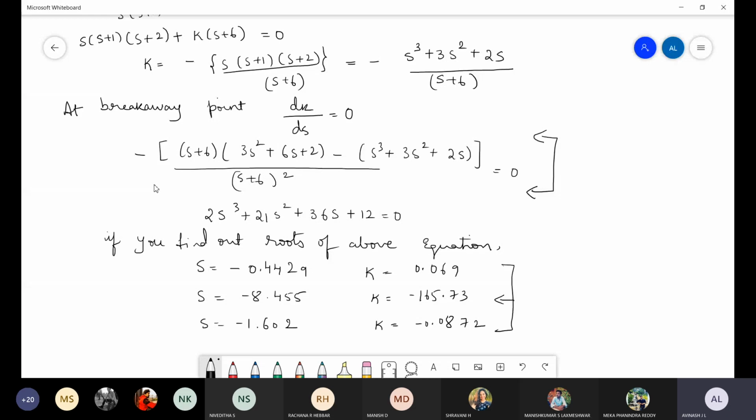So out of these three values, only one value is positive. There is a condition that k must be greater than or equal to 0. For that, k equal to 0.069 is holding good, as it is greater than 0. For that, what value of s did we get? We got s equal to minus 0.4429. So this is the value we got. Clear?